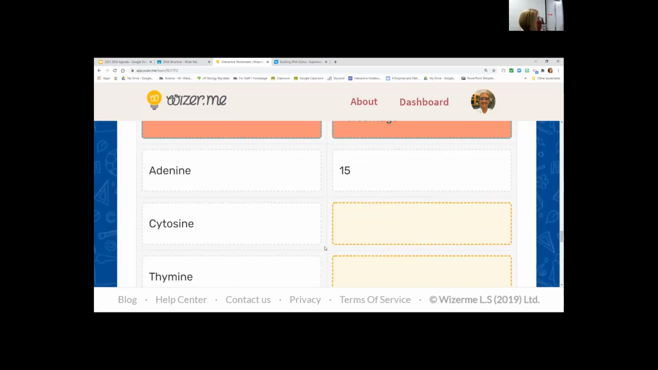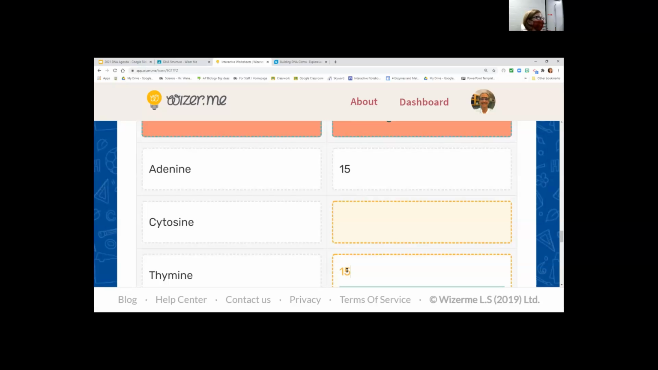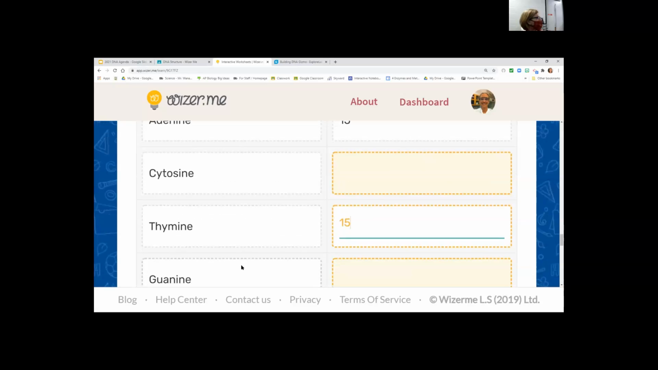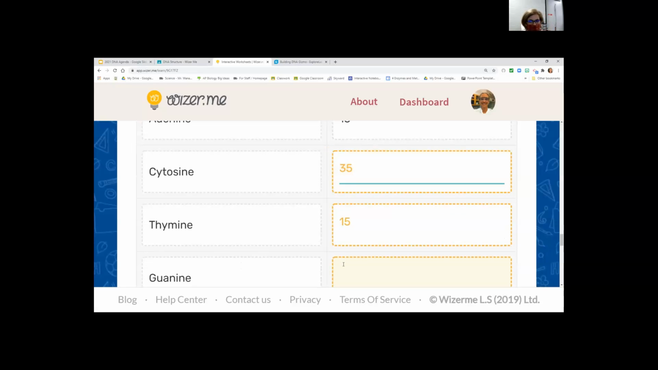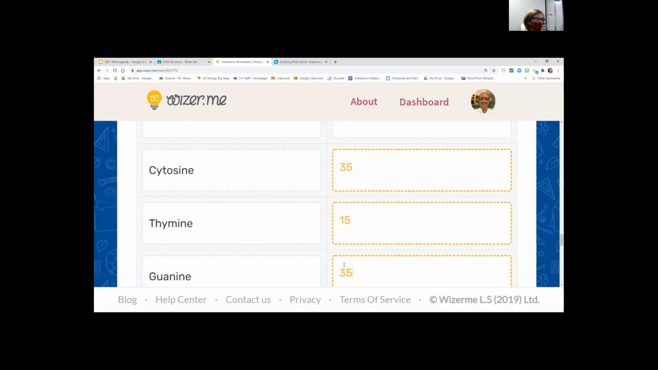So if adenine is 15, remember adenine equals thymine, right? So if adenine is 15, then thymine is also 15. This is all going to add up to 100%. So we've covered 30, which means we have 70 left. If cytosine and guanine are in equal amounts and together they equal 70, then I just have to divide by 2, right? So each one of them would be 35. 35 and 35 is 70. So now that will add up to 100.